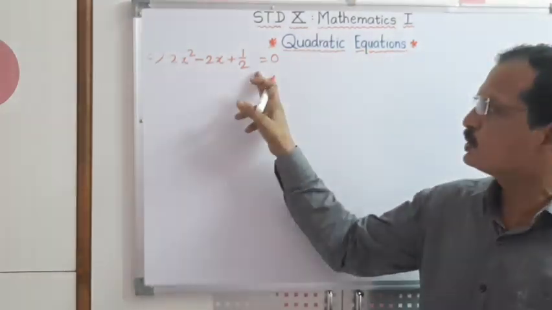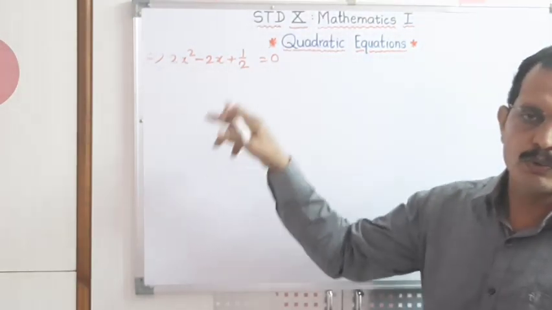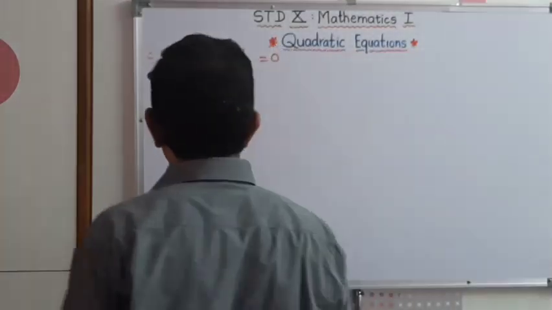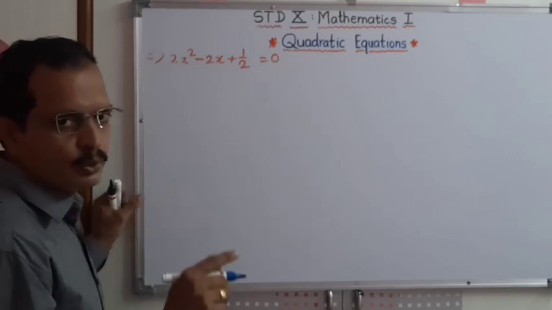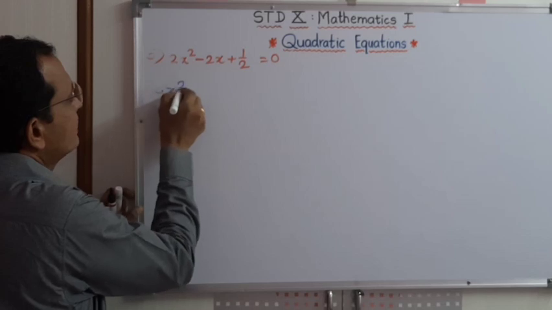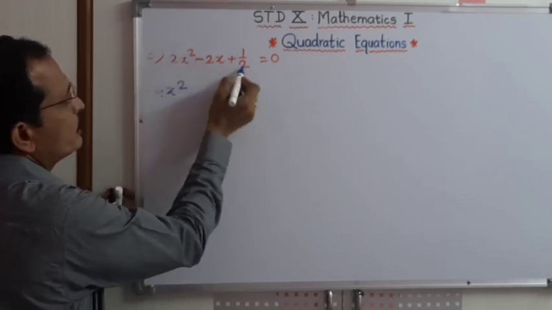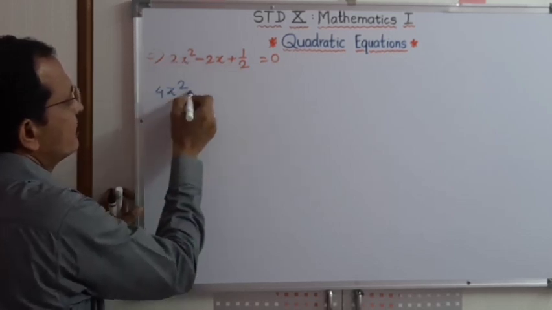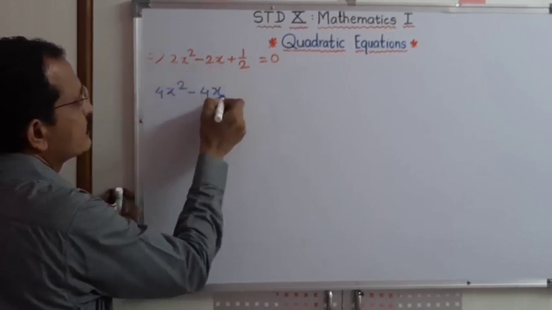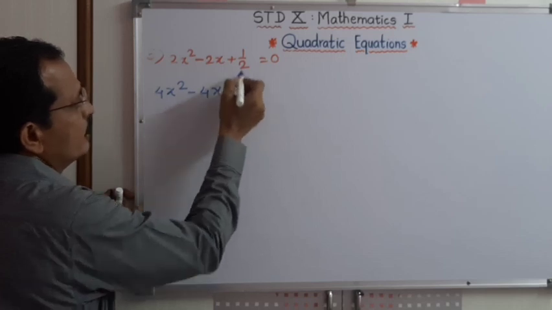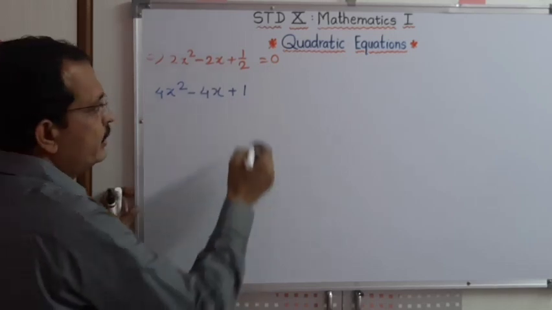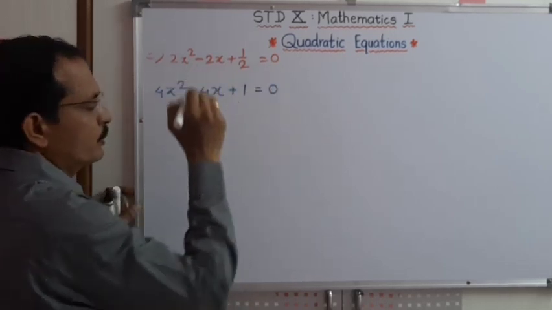For that purpose this 2 gets divided here. Therefore we have to multiply by 2 on both sides. What do we get by multiplying by 2 on both sides? Here we get 4x square, because 2x square into 2 is 4x square, minus 2x into 2 is 4x, plus 1, because 1 upon 2 into 2, the 2 gets cancelled, is equal to 0.